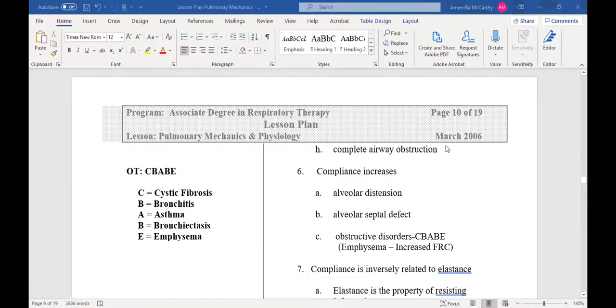Now, what about compliance increasing? If somebody has a high compliance, right? Now we're getting into our obstructive diseases. If you look to the right here, these are a list of the CBABE diseases. These are the COPD diseases called CBABE. C is for cystic fibrosis, B for bronchitis, A for asthma, another B for bronchiectasis, and the last E for emphysema. These are the CBABE diseases. If you have these, you are considered to have COPD.